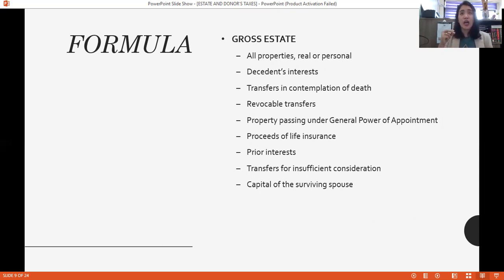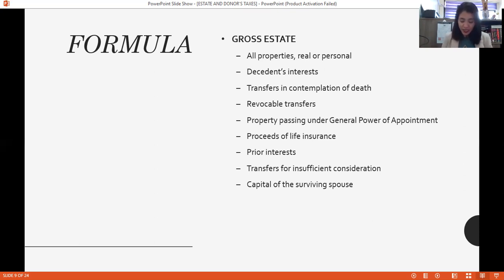Kung yung beneficiary is yung estate, meaning yung property ni decedent, regardless kung revocable o hindi, yung designation ng beneficiary, yung estate, so magiging part siya ng gross estate. Pero kung yung beneficiary mo is other person, kapag yung designation ng beneficiary is revocable, then part siya ng gross estate. Pero kapag irrevocable, excluded siya from the gross estate.